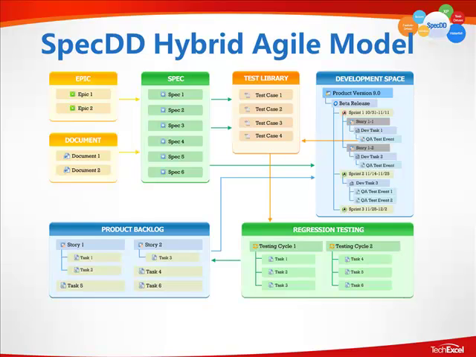The lower left, the product backlog, again, is just one of the more similar items to other agile methodologies, and this is very straightforward, just like any other product backlog. You have your stories and your tasks that are created from those stories, and that is, of course, what populates each sprint within the development space.